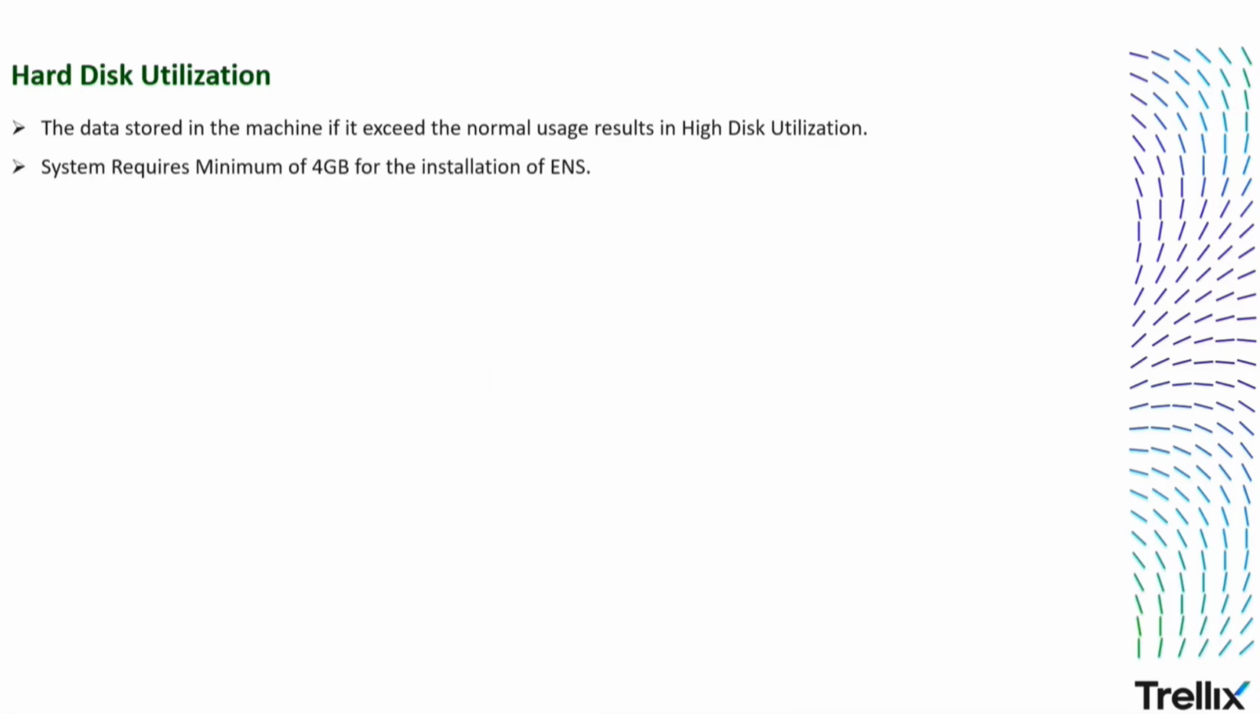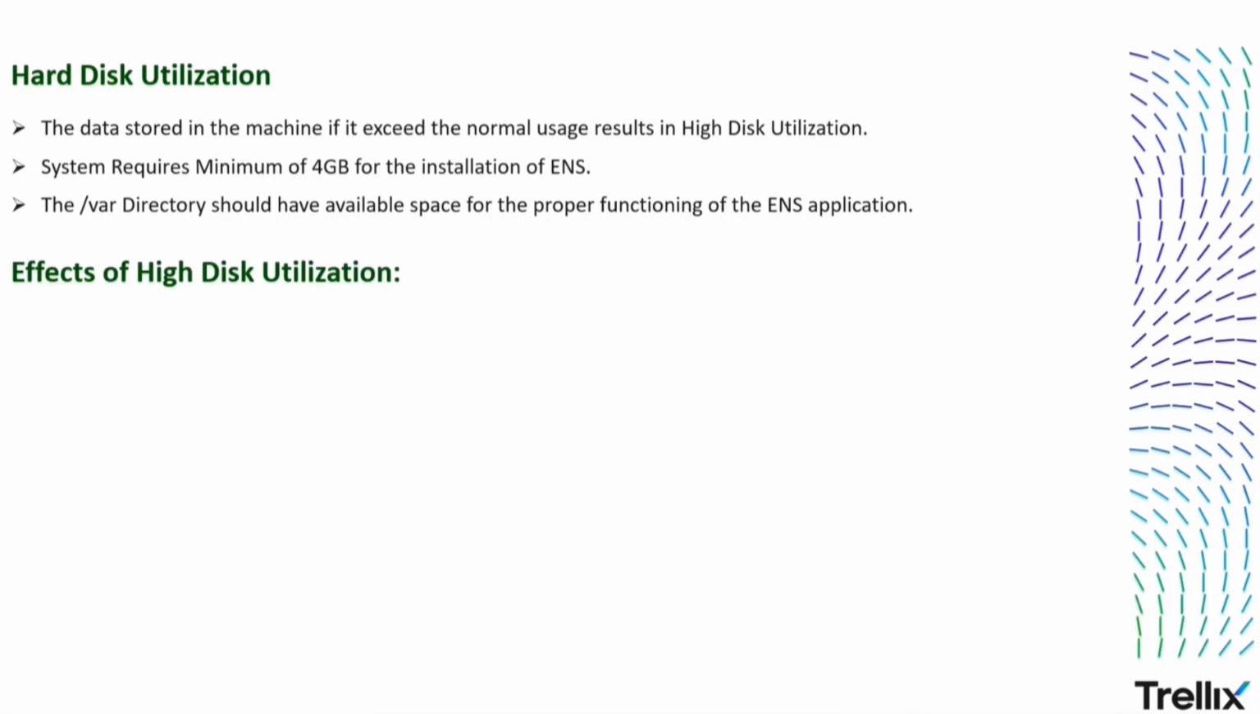ENS requires a minimum of 4 GB free disk space to get installed on a machine. Starting with the installation to the daily data update or a signature update, the /var directory should have free space, otherwise it will fail. To ensure smooth functioning of the machine, there should always be some amount of available disk space for the application consumption. Let's look at the effects of hard disk utilization.